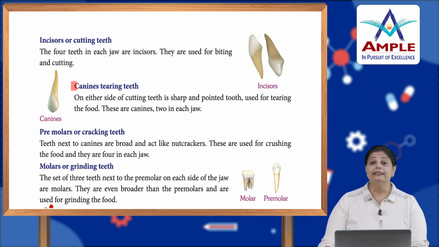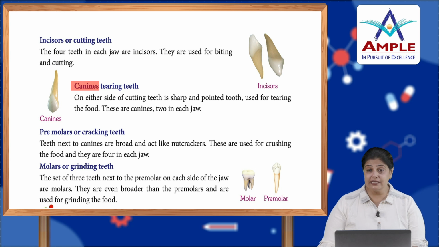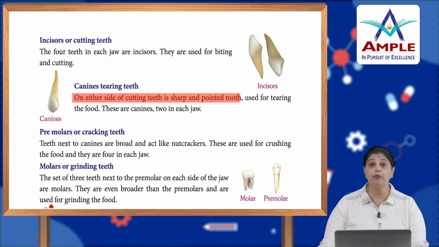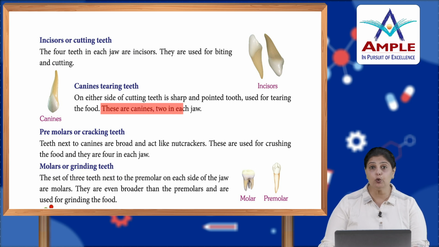Now there are canines. What are canines? They are tearing teeth. On either side of the cutting teeth is a sharp and pointed tooth. If you look at yourself in the mirror, you will see that next to the cutting teeth, the incisors, there is a sharp tooth. What is this sharp tooth? It is known as the canine. These canines are 2 in each jaw, so 2 up and 2 down.